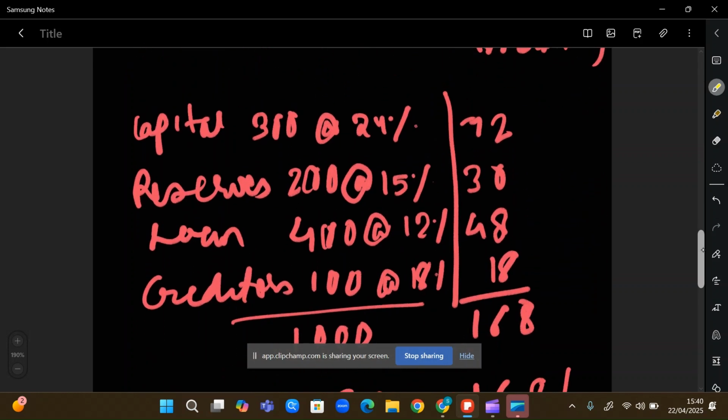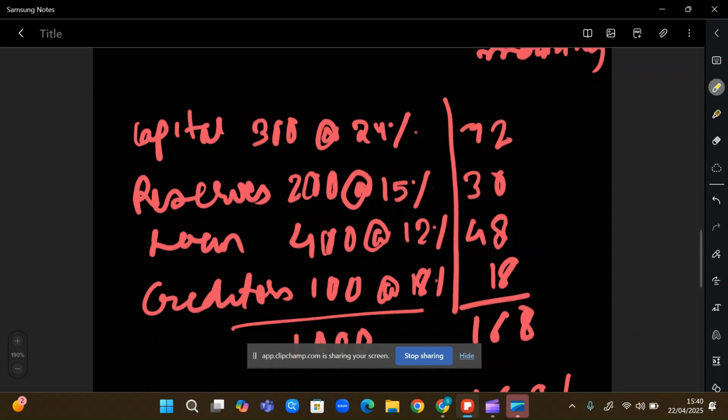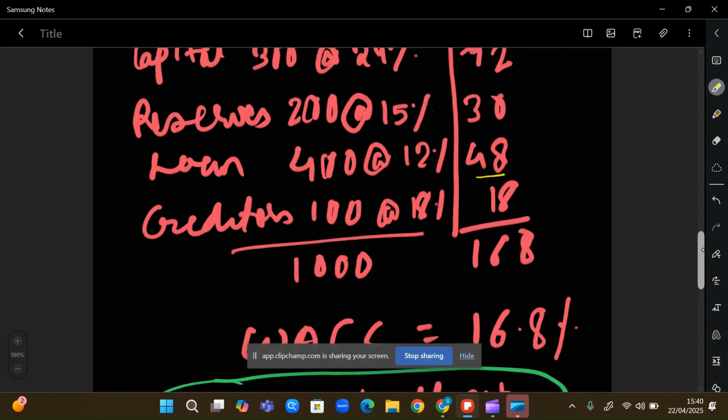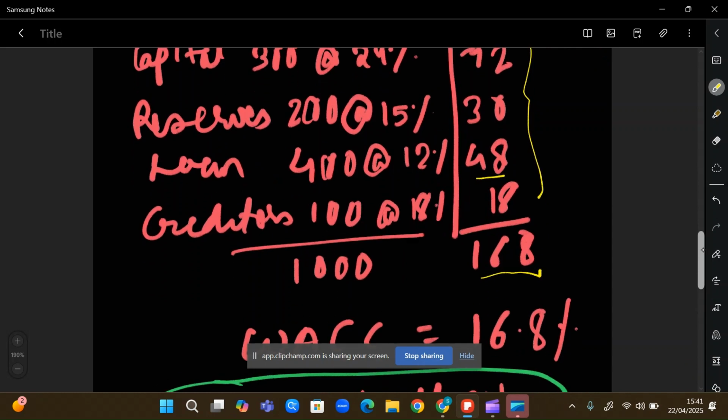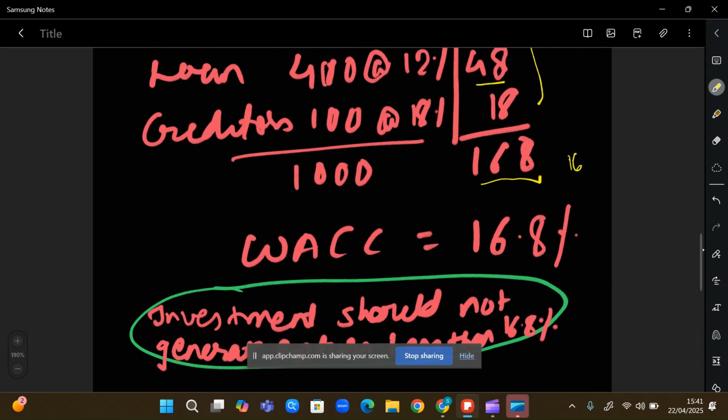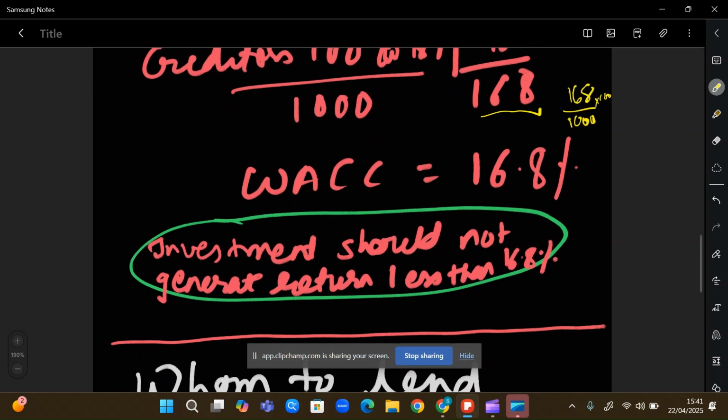So we calculate the WACC in this way. Capital 300 at the rate of 24% is 72. Reserves 200 at the rate of 15% is 30. Loans 400 at the rate of 12% is 48. Creditors 100 at the rate of 18% is 18. Adding all these, the total would be 168. And the WACC would be 168 divided by 1000 into 100, that is 16.8%. So we can conclude that investment should not generate return less than 16.8%.